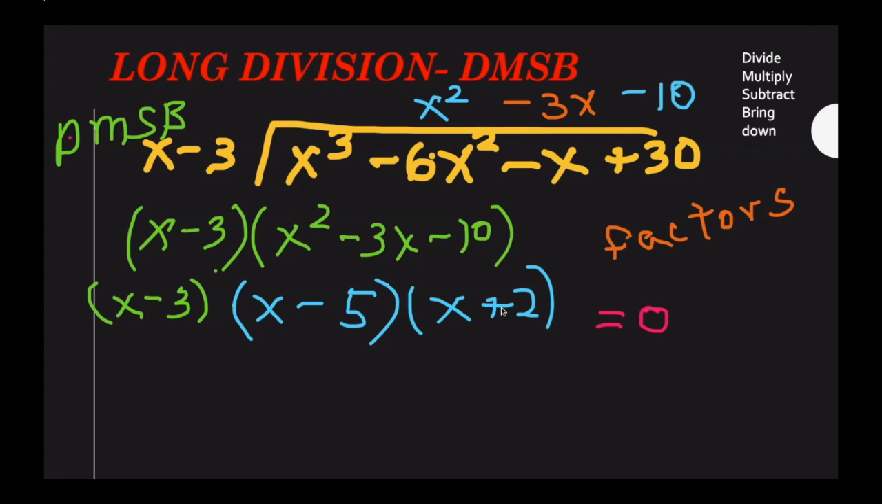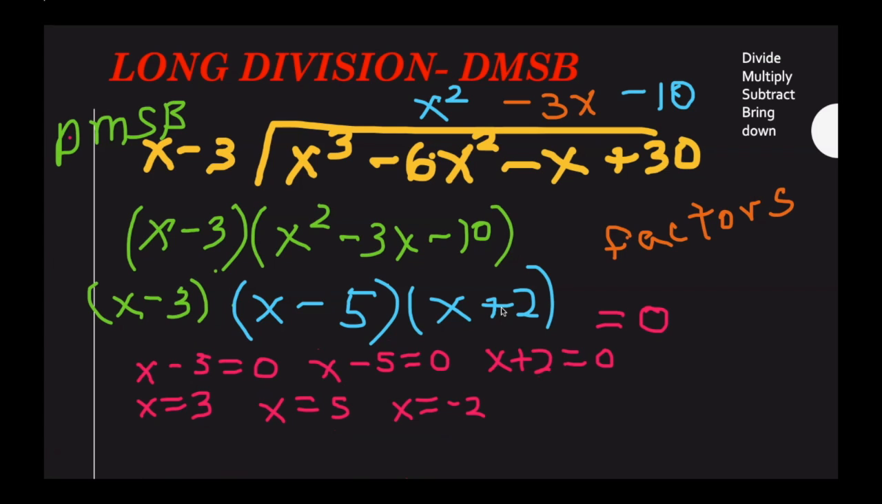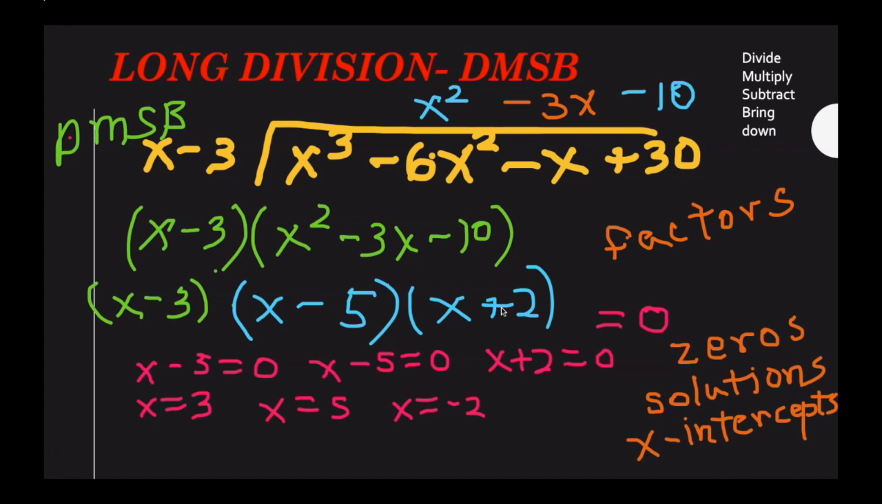But I do want to write these as factors. So that's that row with equals 0. Set each factor equal to 0, which is called the zero product property. This last section here in the red, those are actually called zeros, solutions, we might say solve, x-intercepts. And actually this whole system, long division, can be used as a method of factoring, especially when I set them equal to 0.